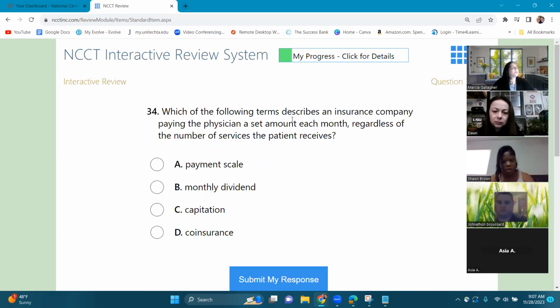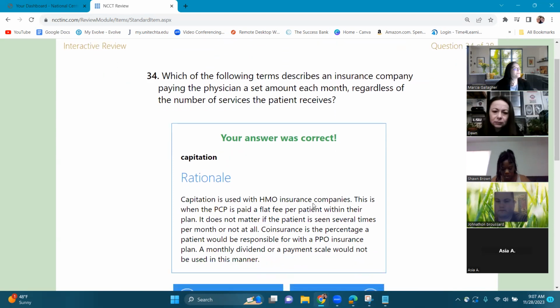Which of the following terms describes an insurance company paying the physician a set amount each month, regardless of the number of services the patient receives? We just talked about it. Capitation. That's right.